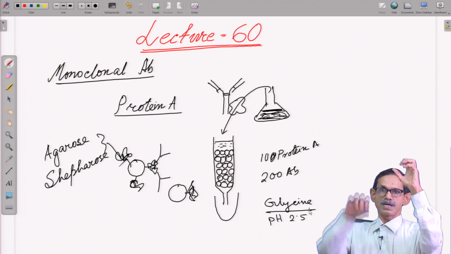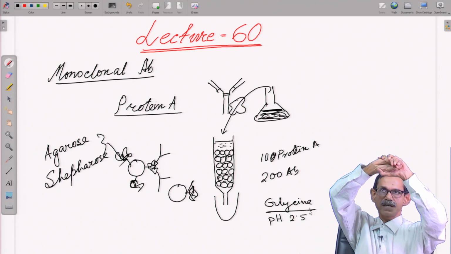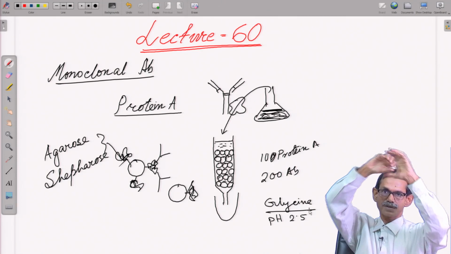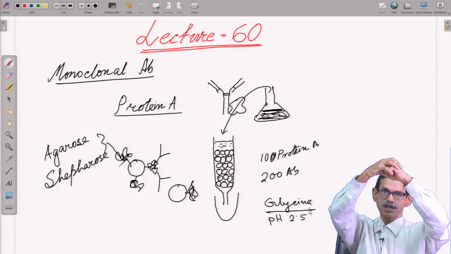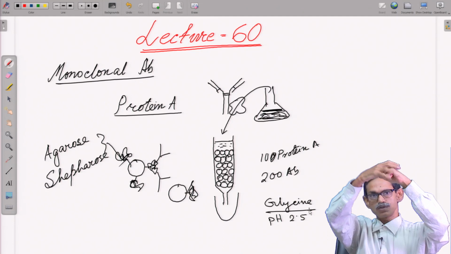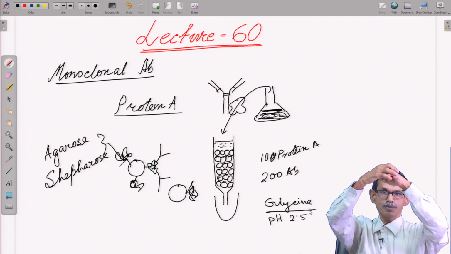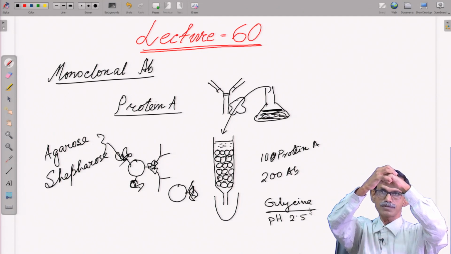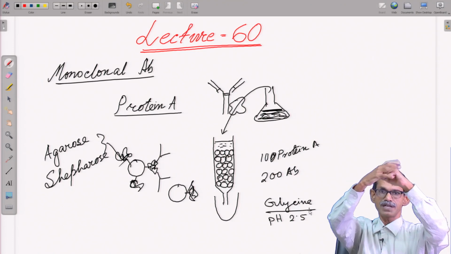What will happen if the pH is too low? Protein A is one protein, it binds the antigen, and this is a protein-protein interaction. One protein is like this, another protein is binding here. As soon as you change the pH, either too high like pH 12 or too low like pH 2.5, that conformation will change and they will not bind anymore.